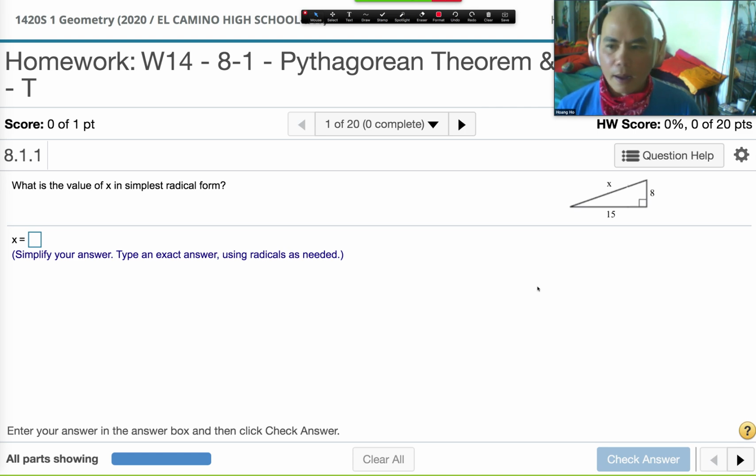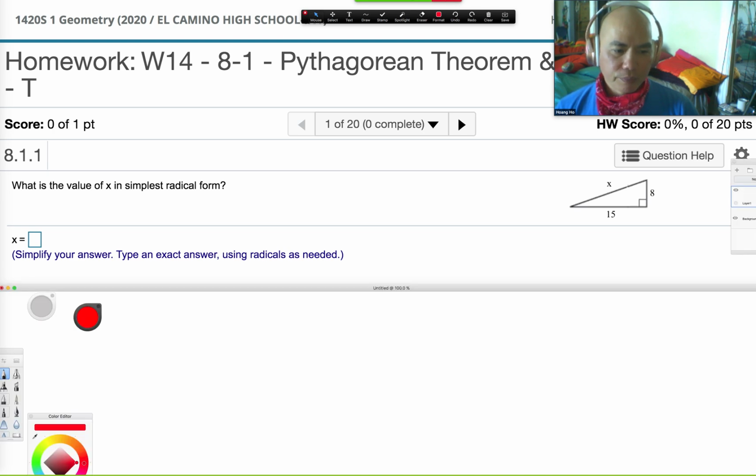Students, today we are going through the first homework of week 14. On question number 1, you are given a right triangle and x is the hypotenuse. So x is missing, and you know the value of the two legs. So let's apply the Pythagorean theorem.